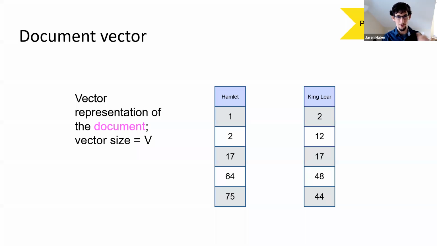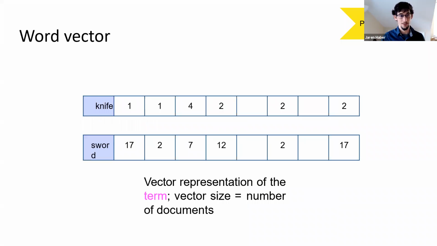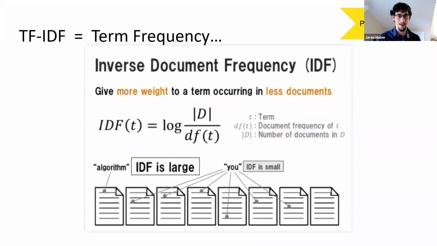So just be aware of that conceptual connection there, the matrix and the vector, the whole and the part. Whereas a word vector is knife and all the text it occurs in, and same for sword. It's a vector representation, where the vector size is the number of documents the word is used in. All right, so one more connection here.